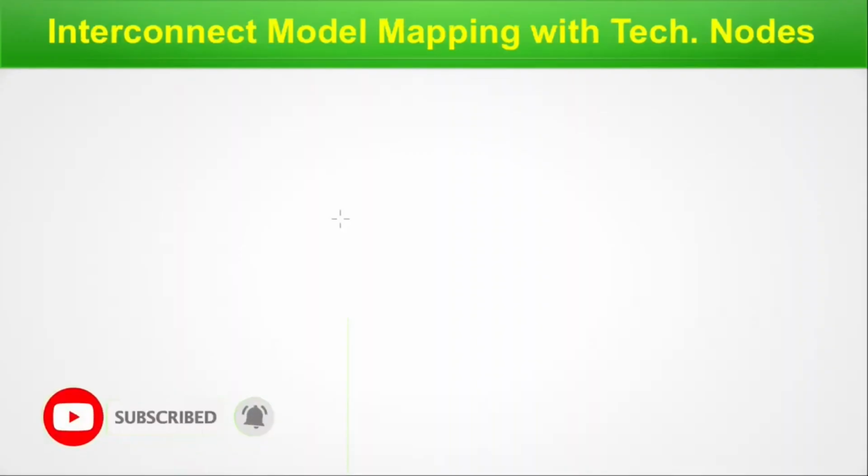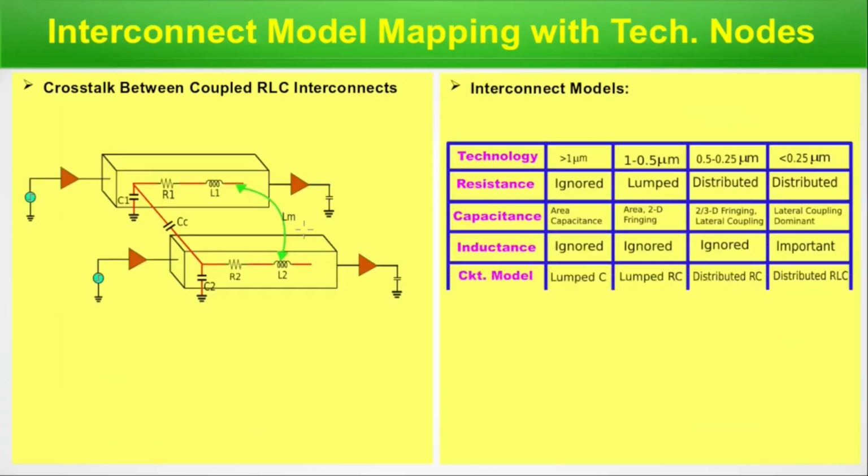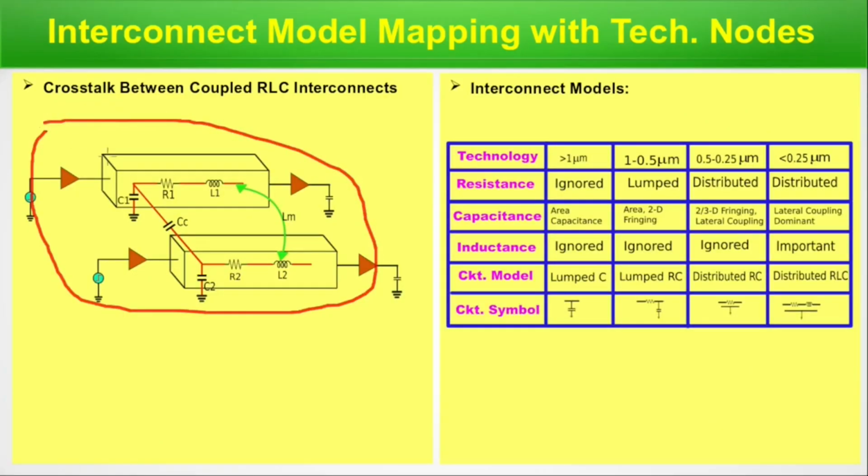Interconnect model mapping with tech nodes. There is a diagram. It's showing 2 pieces of interconnects, and just to remind us, an interconnect is not just a piece of metal. It's basically a capacitor, resistor and inductor. So this is the model for the first piece of interconnect, and this is the C2, R2, L2 for the second piece of interconnect, and they are running in parallel. There is a mutual capacitance and there is mutual inductance. So this is the scenario.